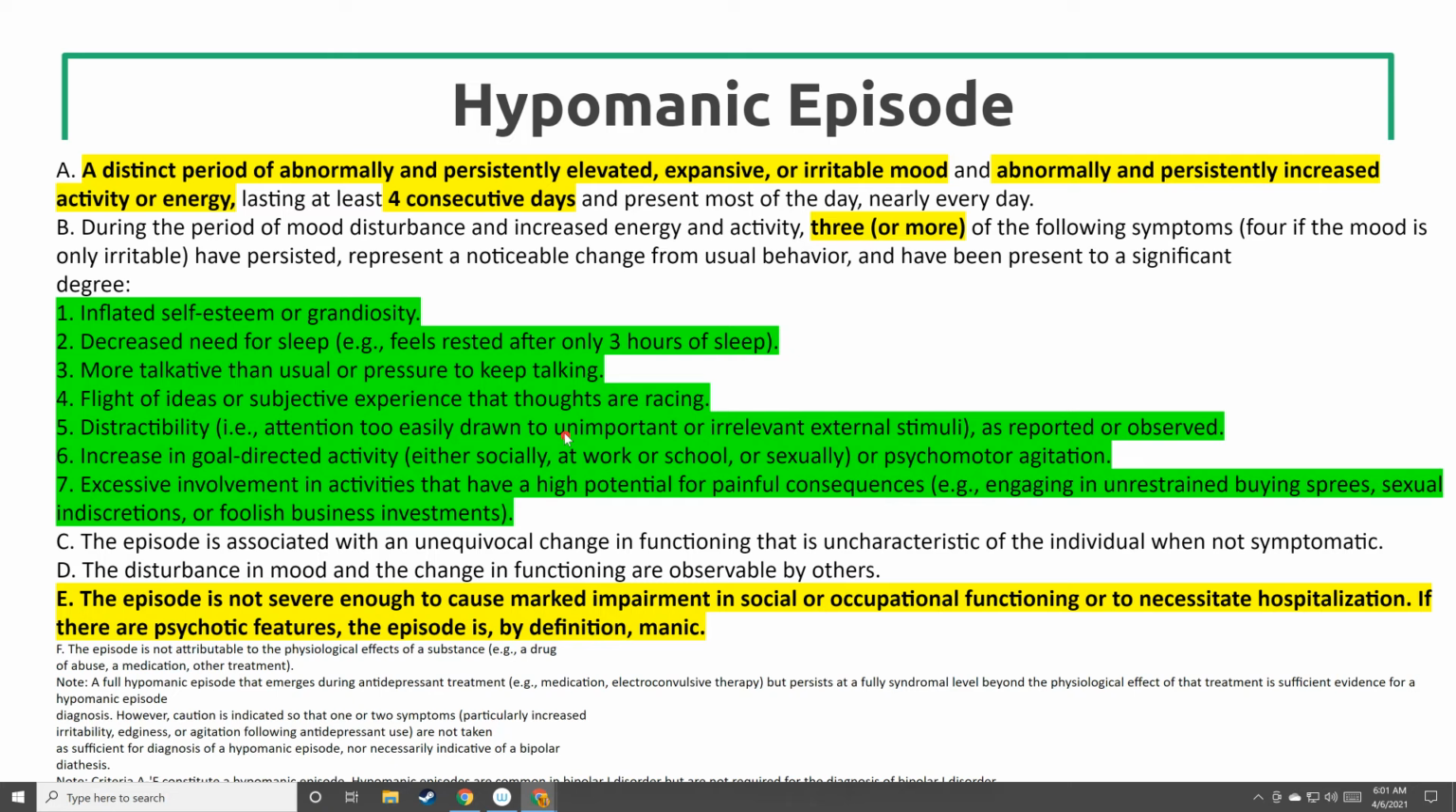Now, hypomanic, watch this. We're already going down to 4 days, okay? It's not severe, okay? You're not going to see a hospitalization. So it's already lower. And you guys see where we have 3 or more here. So it's the same list. It's the same list. It's not as long, and it doesn't cause a marked impairment in social occupational functioning or necessitate hospitalization. So it is very similar, but it is not as severe. Okay.